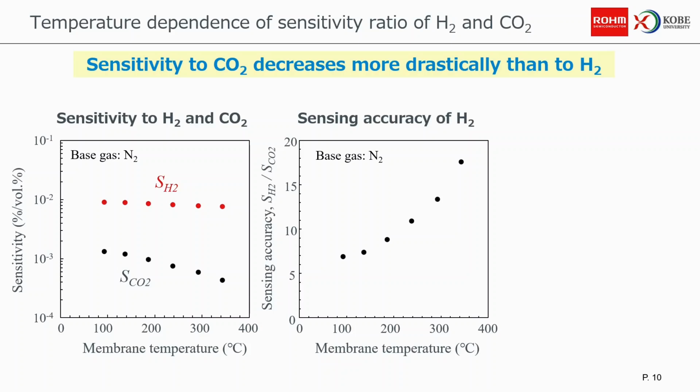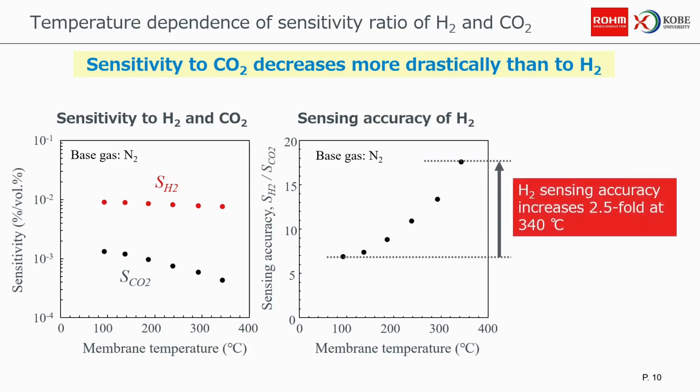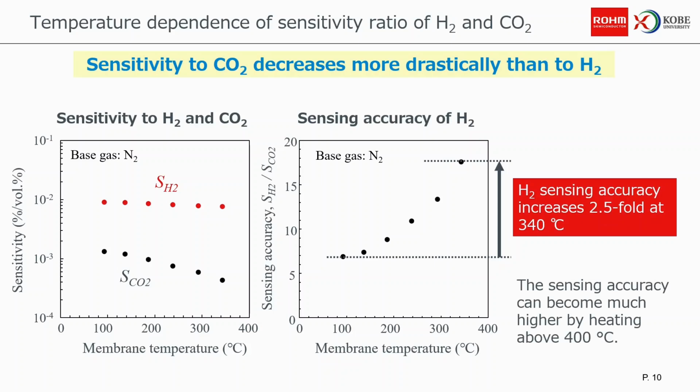The sensing accuracy was deduced by dividing sensitivity to hydrogen by sensitivity to CO2. This graph shows the temperature dependence of sensing accuracy, and the sensing accuracy increases at high temperatures. And the hydrogen sensing accuracy increases 2.5-fold at 340 degrees C compared to operating at 90 degrees C. And the sensing accuracy can become much higher by heating above 400 degrees C because the difference between the thermal conductivity of base gas and CO2 decreases.